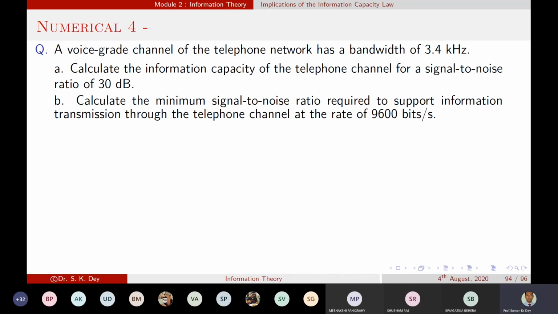So 30 dB into normal value, what should be the value? Tell me. Sir, 31.62. No, 31.62 is not right. How do we convert the dB scale to the normal scale? When we get any dB value, suppose we have an expression of power. In that case, how do we express it in dB?